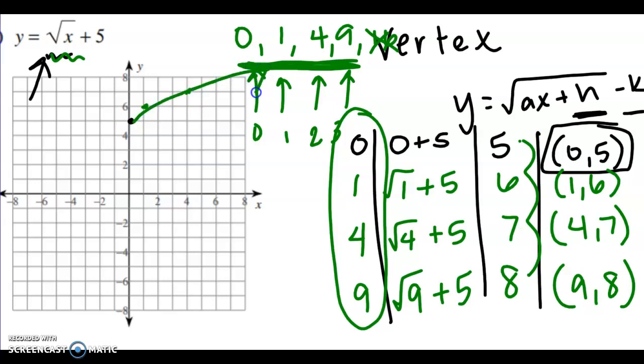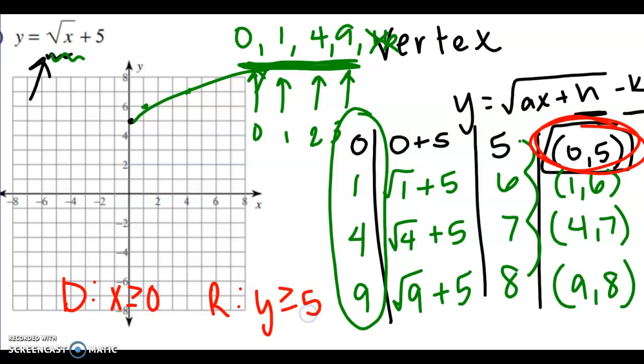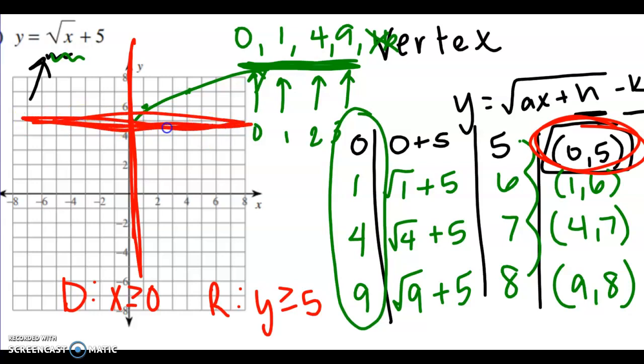Okay, so next we're going to talk about the domain and the range. Now your domain and your range are actually going to use your vertex. Since it's going up and to the right, they're actually both x is greater than or equal to 0 and y is greater than or equal to 5. Now remember, 0 is where the x-axis stops. That's why it's 0. And 5 is where the y-axis stops, so that's why it's 5.